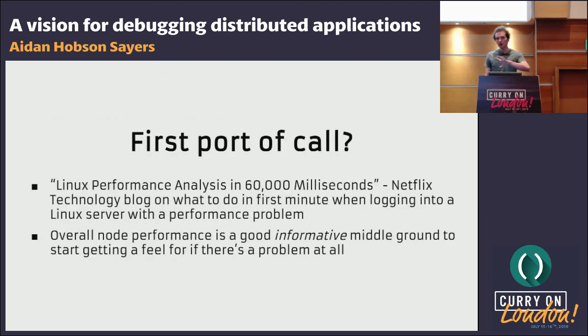So, what's the first port of call when your distributed system is in peril? There's a great Netflix technology blog post on what to do in the first minute when you log onto a server that is having problems. And this covers things like running dmesg to see if the kernel is logging any issues. Overall node performance is a reasonably good, informative first step to figure out what's going on. Is there even a problem that I should be worried about?